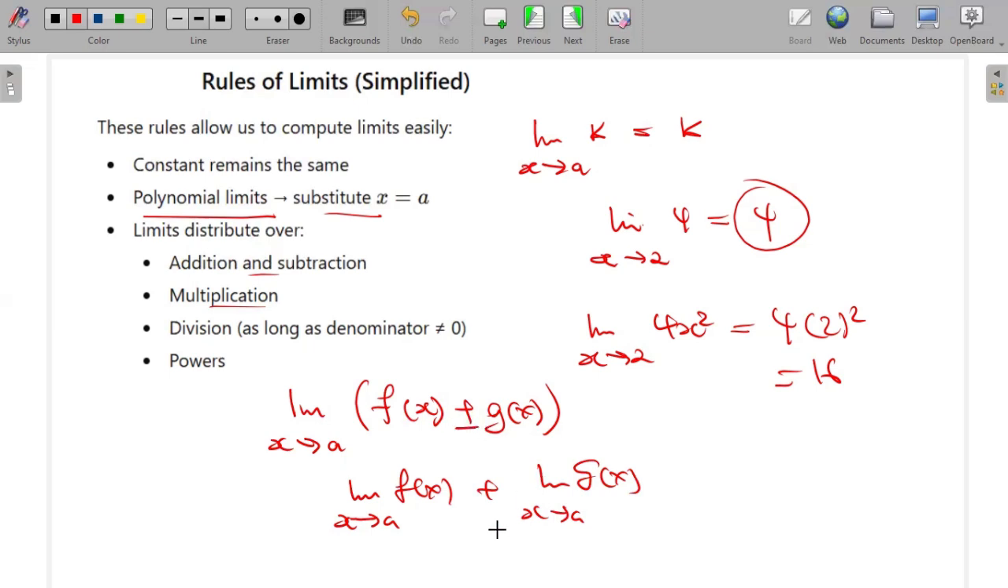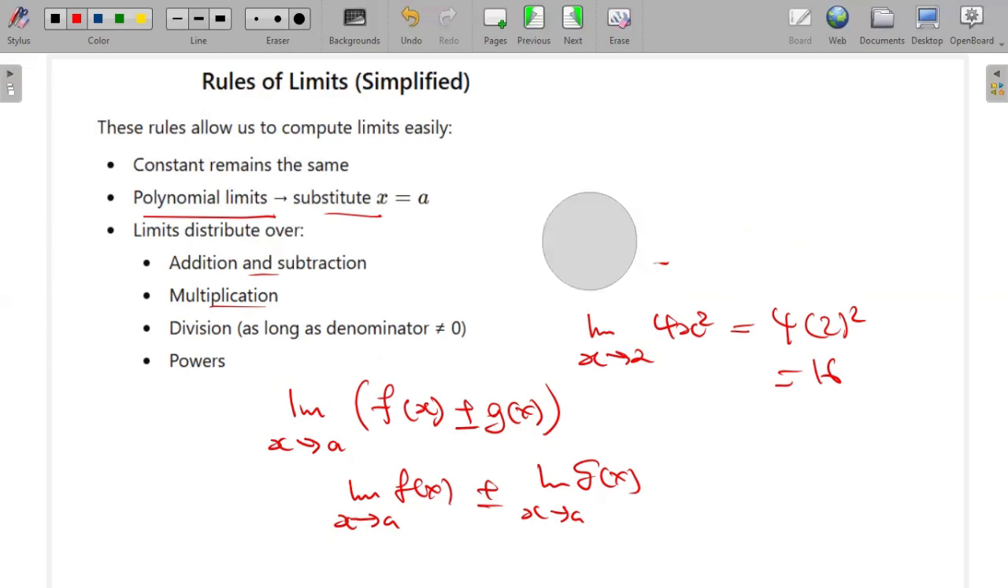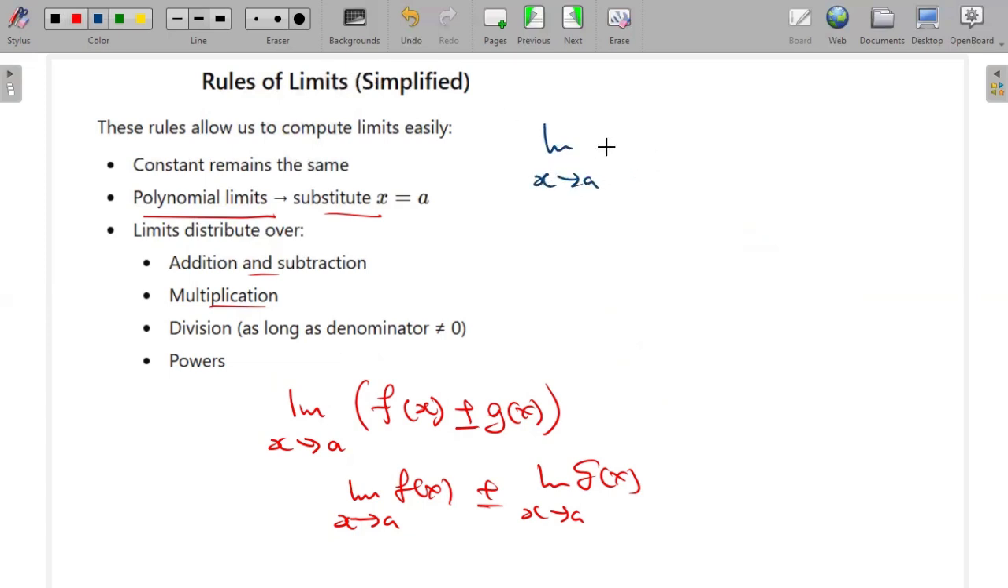You can distribute that, and the same with subtraction. And also with multiplication, we can distribute. If you're multiplying two functions, you have the limit as x approaches a of f of x times g of x. You can just get the limit: this is equal to the limit as x approaches a of f of x, multiplied by the limit as x approaches a of g of x. If you're able to separate your functions like that, then you would write it that way.